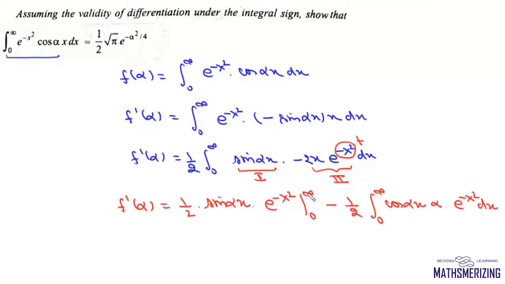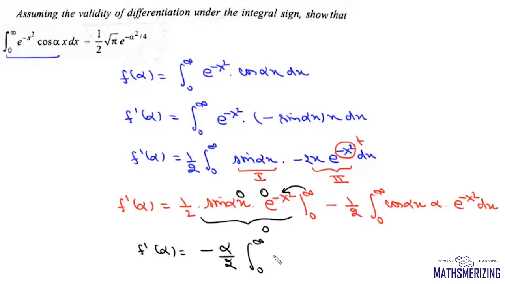Now we put the limits here. e to the power minus infinite will be 0, and if we put x as 0, sin 0 will be 0. So the value of this part will be simply 0. That means we are left with f dash alpha equals minus alpha upon 2, this integral from 0 to infinite cos alpha x into e to the power minus x square dx.